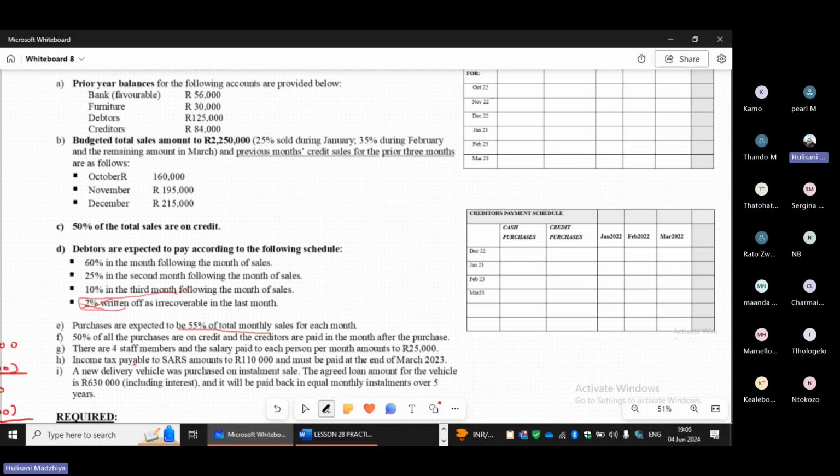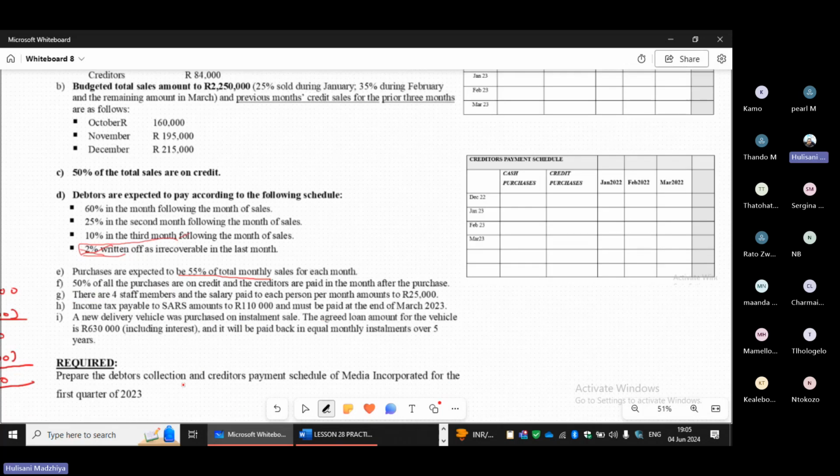It says that there are 4 staff members and the salary paid to each person amounts to 25,000. The income tax payable to SARS amounts to 110,000 and must be paid at the end of March 2023. A new delivery vehicle was purchased on sales. The agreed loan amount for the vehicle is 630,000, including interest, and it will be paid back in equal installments over 5 years. So you are required to prepare the debtors collection and creditors payment schedule for Media Incorporated for the first quarter of 2023.